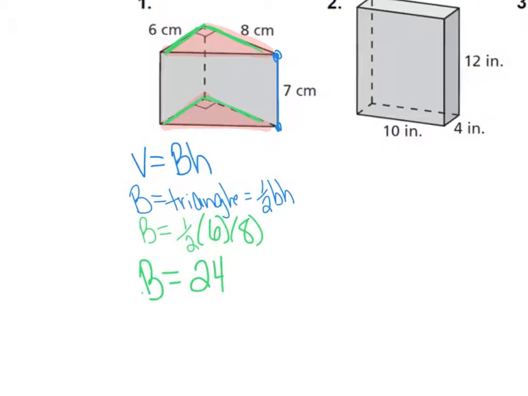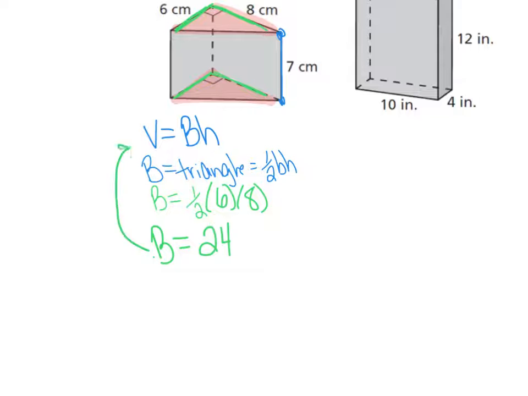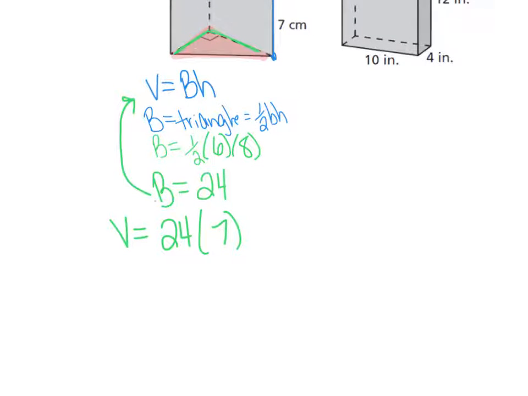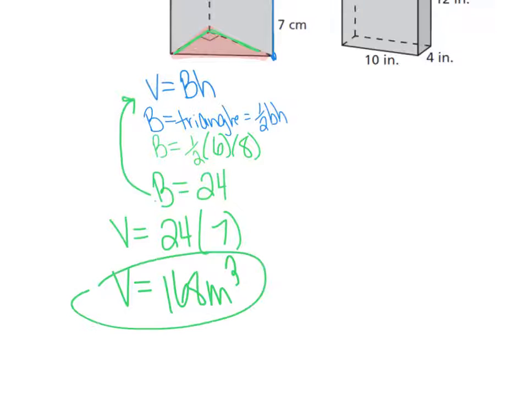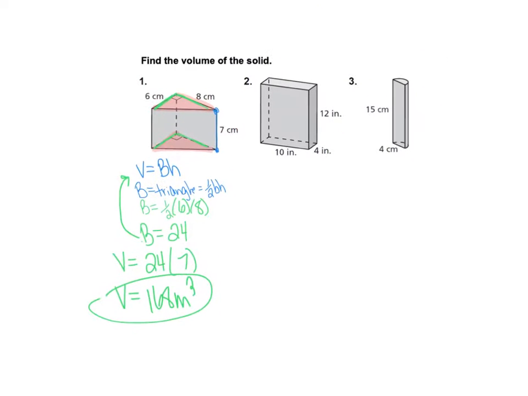Okay, now we need to actually go back and plug that in. So we'd have our volume equals capital B, we said was 24, times our height, which is the distance between the bases, which in this case is 7. If we take 24 times 7, the volume of that triangular prism is 168 centimeters cubed. Okay, so that's what it looks like with a triangular base. We're just going to look at the same formula with a lot of different bases.